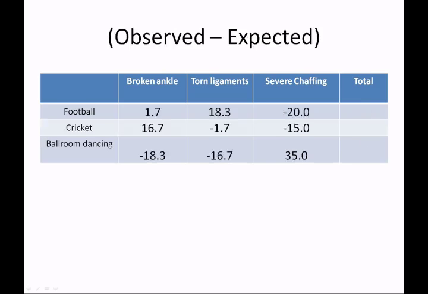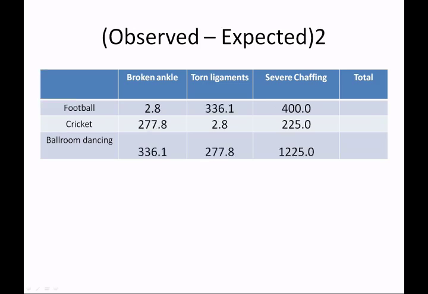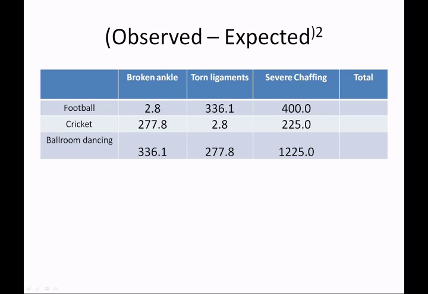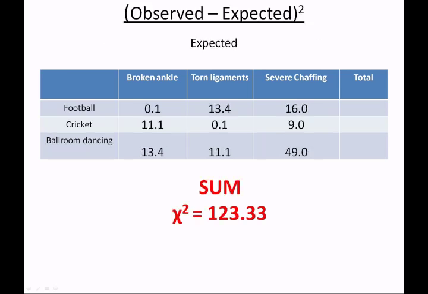We can then do the observed minus the expected for each. That's comparing the first 2 tables, and gives us this answer. We can square those as we did in the previous example, and then we divide the observed minus the expected, squared, by the expected value, and that gives us these values. And then we simply add up these 9 values. If we add up these 9 values, the sum of the chi-squared values, we end up with 123.